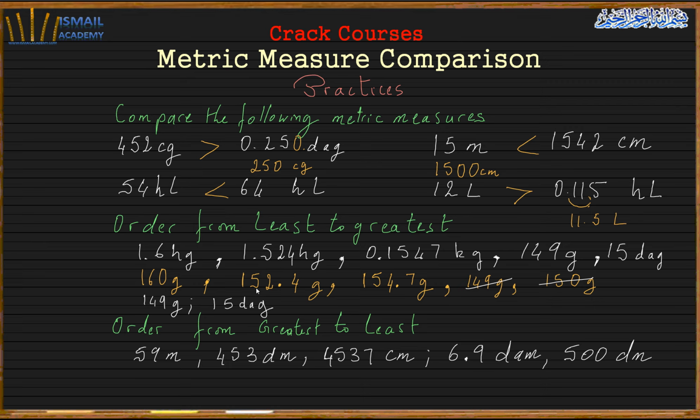This one is next because 4 is greater than 2, so I will have 1.524 hectogram. So I close this. This one is next, so it's 0.1547 kilogram, and the last one is 1.6 hectogram, and this will be my answer.